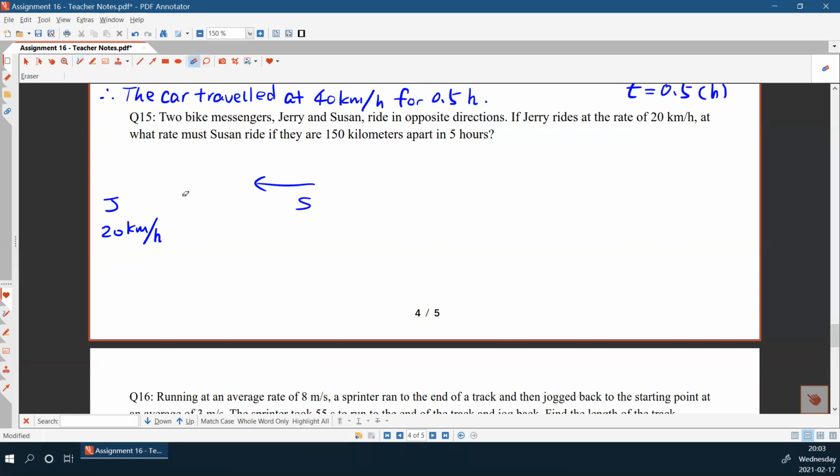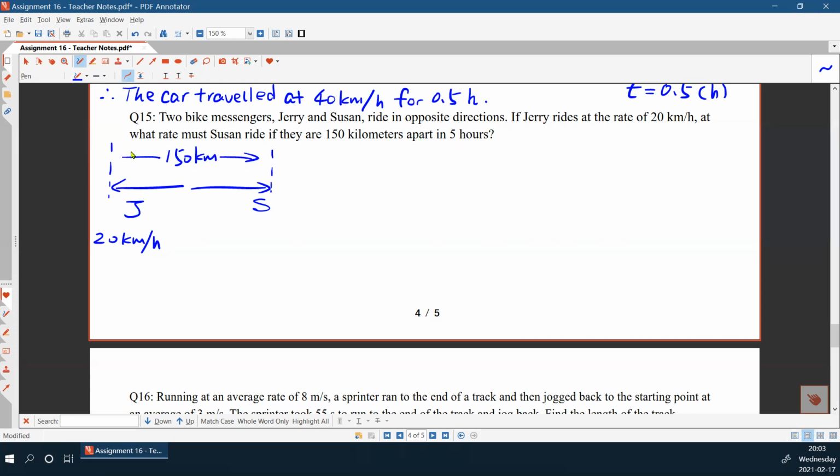Sorry, I drew this wrong. They start at the same point and ride in the opposite direction, right? Should look like this. Suppose this is Jerry and this is Susan. And Jerry rides 20 km per hour. Susan's speed is unknown. Okay, after 5 hours, they are 150 kilometers apart. And we want to know Susan's speed, right?